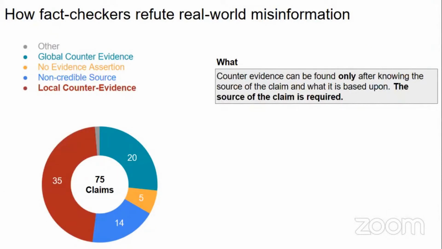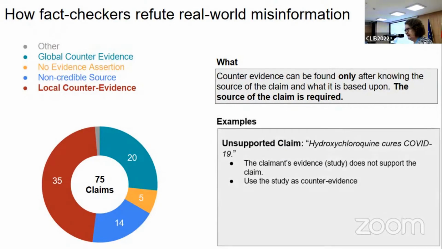Now the next is local counter evidence. So this is the last category and it's very significant, 35 instances. So this means fact checkers were able to find counter evidence, but they relied on knowing the claim's source to do so. So here is an example.